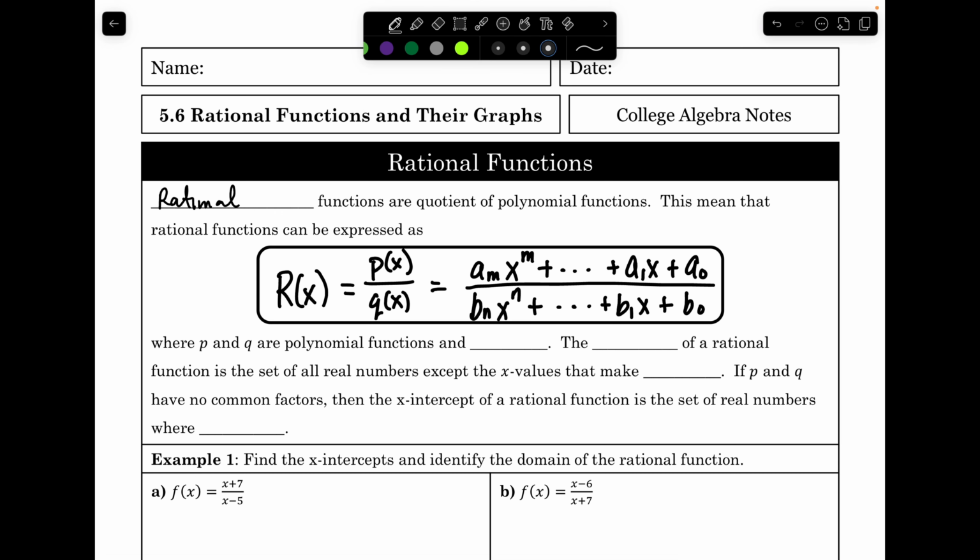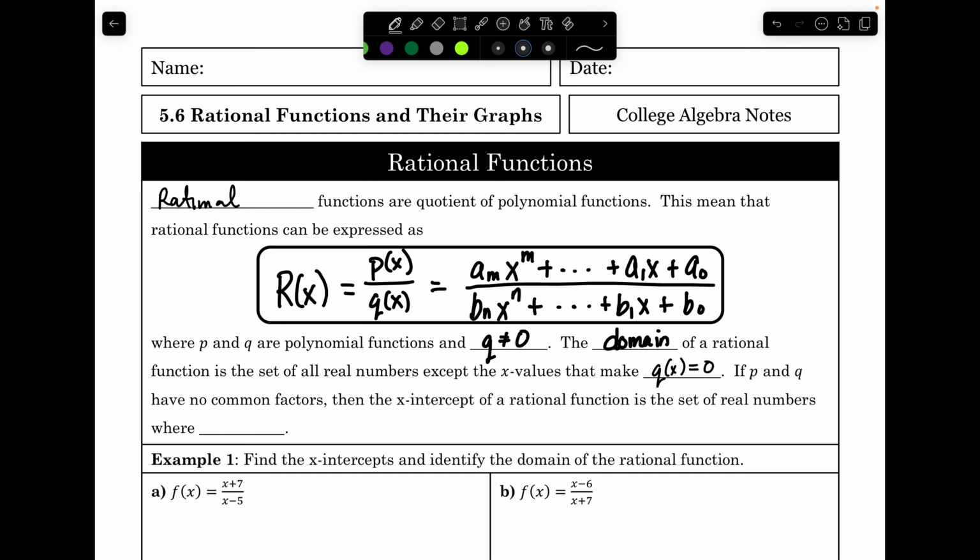Now, because they're polynomials, they have some of the same characteristics as a normal polynomial: they're going to have x-intercepts, end behaviors, and things of that nature. Now, p and q are going to be polynomial functions, and the key thing here, remember, is that the denominator cannot equal 0, which correlates to the domain of our rational function. The domain of our rational function is going to be the set of all real numbers except for what makes the denominator q of x equal 0.